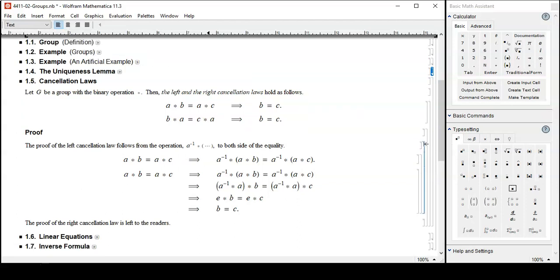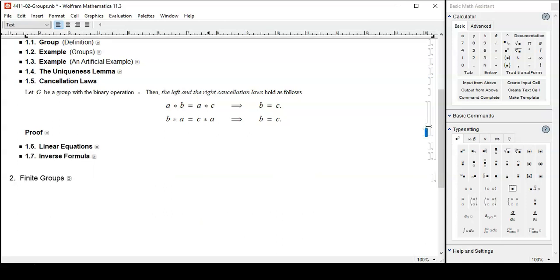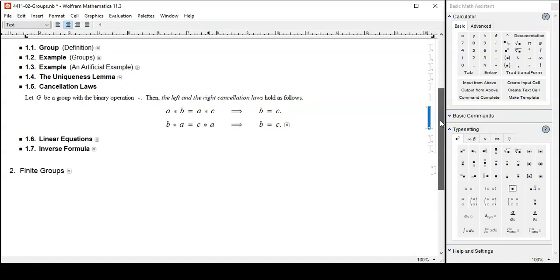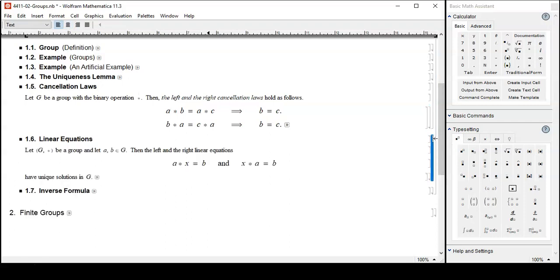Can you do the same thing to the right cancellation? Well, the detail is left to the students. Similar to that, but it's left to the students. Let's see. Do we have time for linear equations? Okay, let's go ahead and do that.